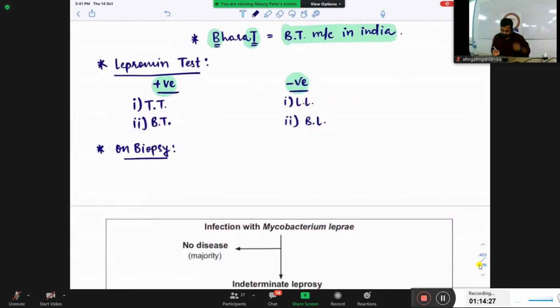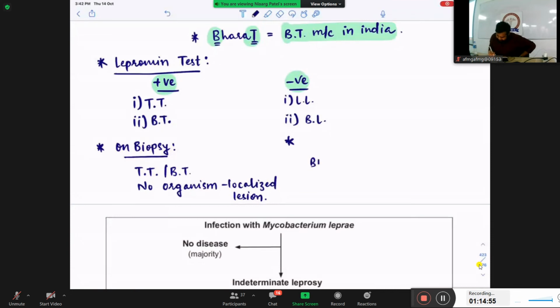When you take a biopsy in TT and BT, you will see no organism. Why? Because you will have a localized lesion on biopsy. And here in BL and LL, many organisms are present on the body. Many organisms are present on the body. So the biopsy will have a positive result.